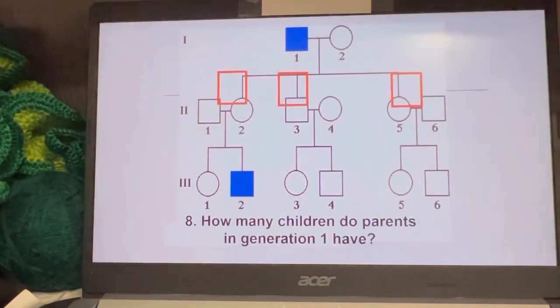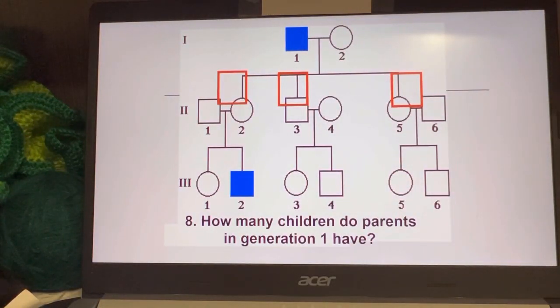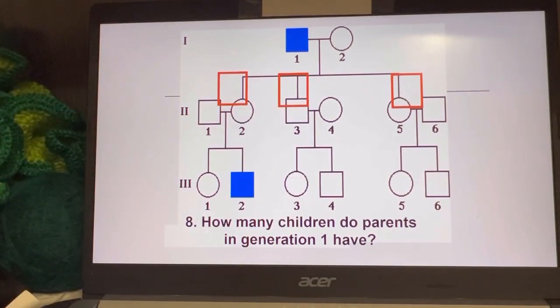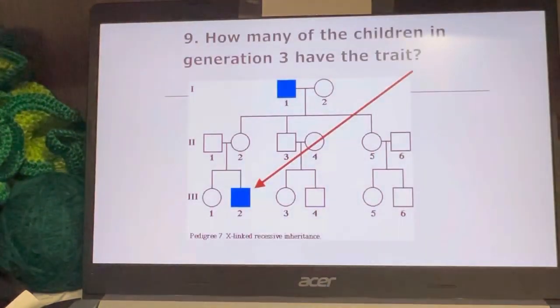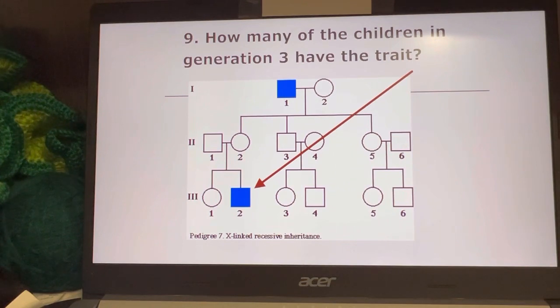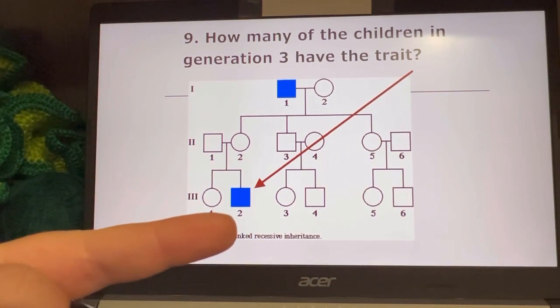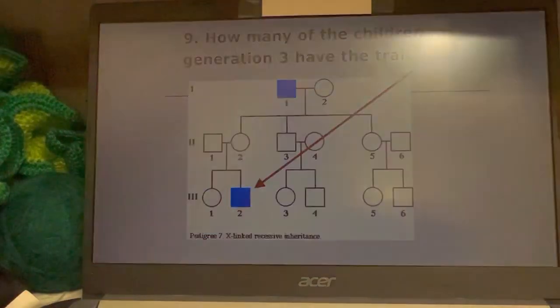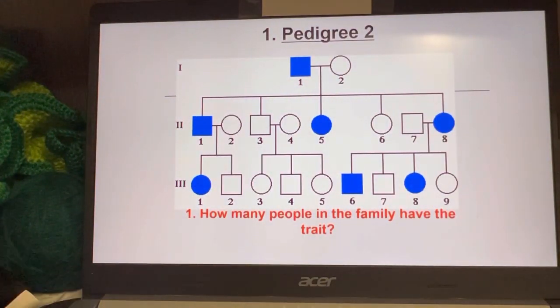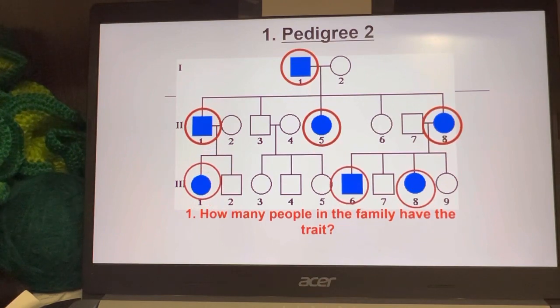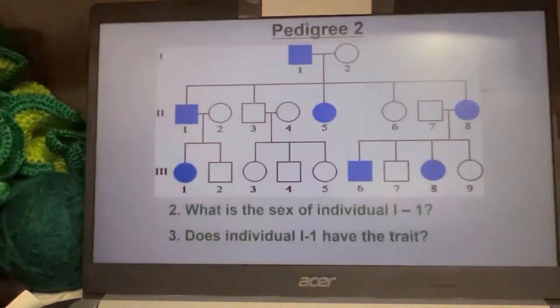Alright. How many children do parents from generation 1 have? So follow the lines down. You should be able to count. And your answer should be 3 children. Alright. How many children in generation 3 have the trait? So we follow down. Generation 3. This one here is the only one with the trait. So there is 1 person with the trait. Alright. Another pedigree. So how many people in the family have the trait? Count them. Your answer should be 7 people have the trait that we're looking at.